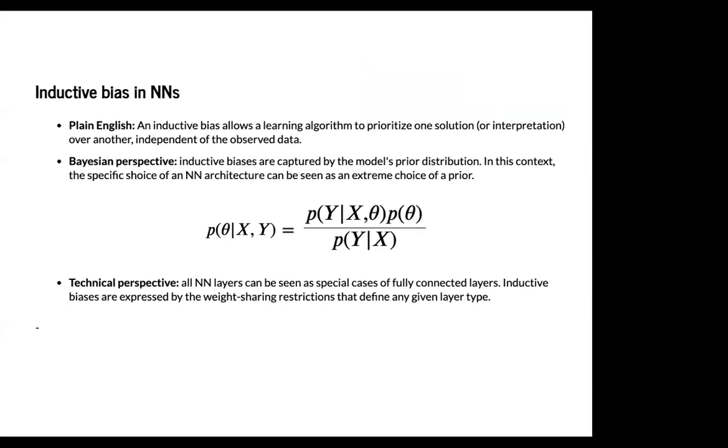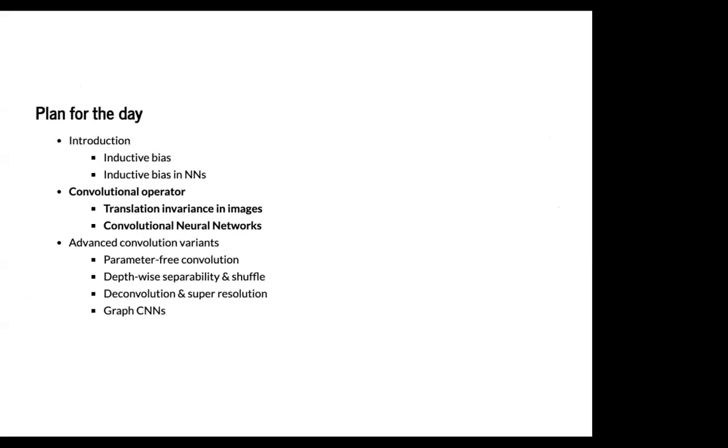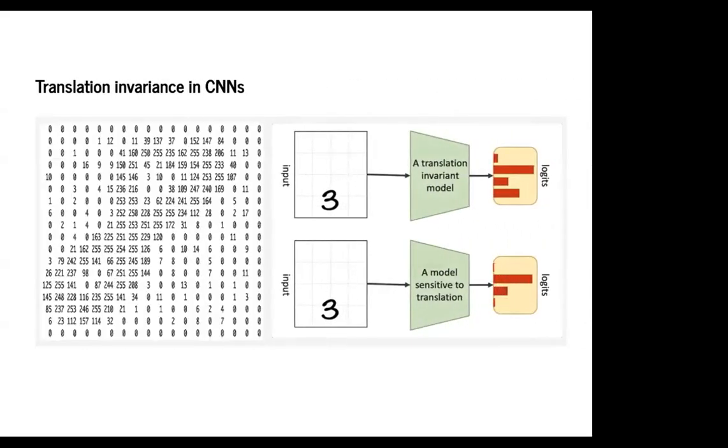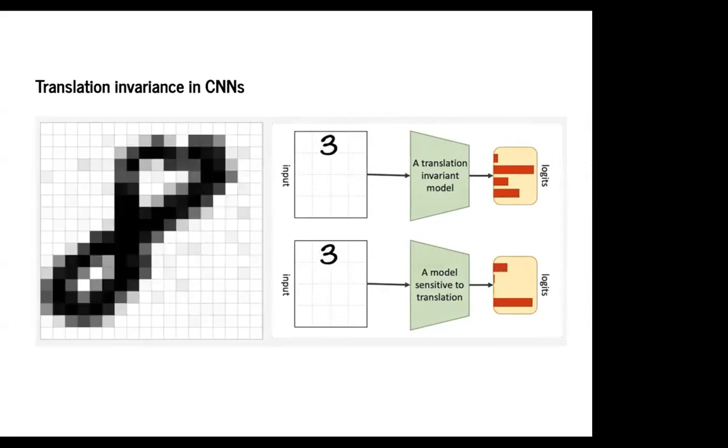So let's talk a little bit about what we are embedding inside convolutional neural networks. That's part two, the next part of this lecture. We're going to start to look at the types of properties we want them to have. To illustrate this, I'm going to show their main property, which is translational invariance.